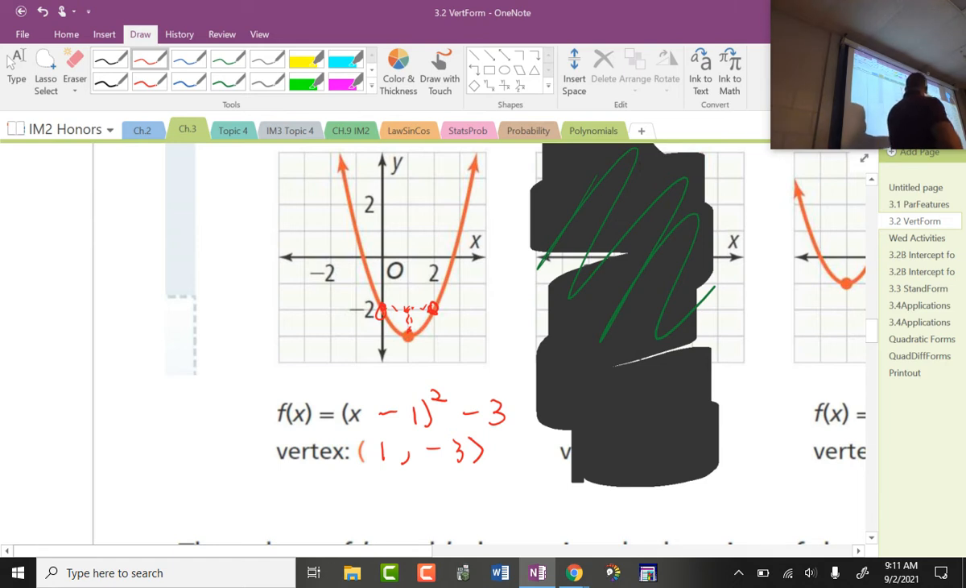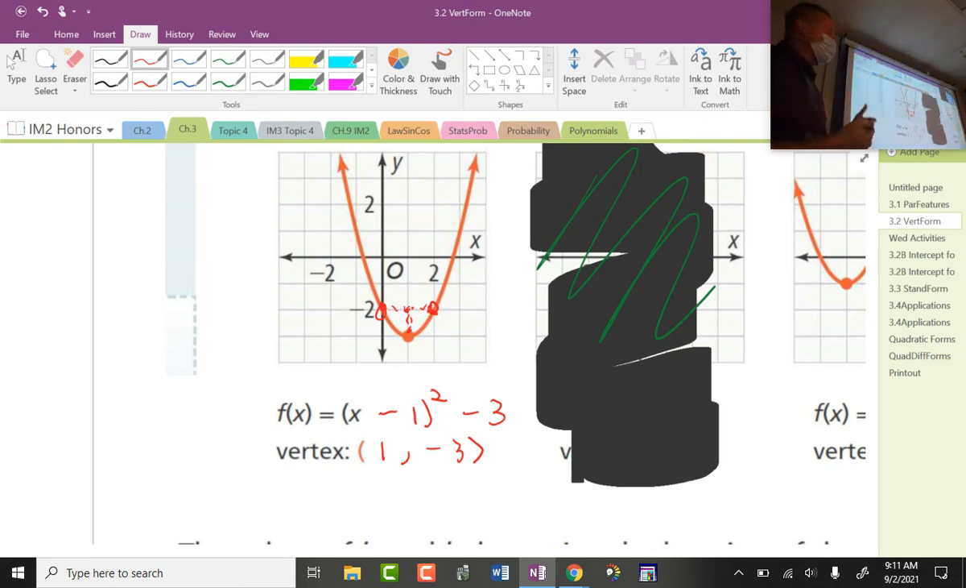If I plug in 1, do I get negative 3? That's what a coordinate is for a graph. It's actually the point that exists on the graph. 1 minus 1 is 0. 0 squared is 0. Minus 3 is negative 3. Boom shakalaka. All right, so this is what the case is. This is how we find an equation like this.